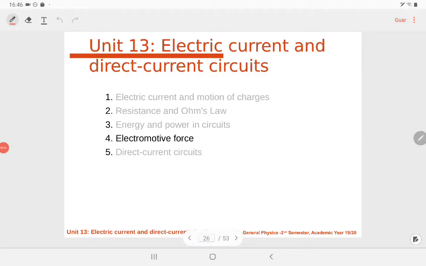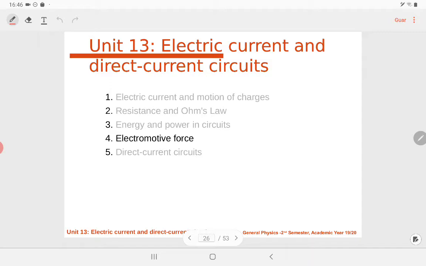In this video, we explain what the concept of electromotive force is. So the idea is that up to now we've seen that if we have an electric current through a conductor, through a wire, and we have resistance, there's a potential drop and we are losing energy. So we have a power loss.